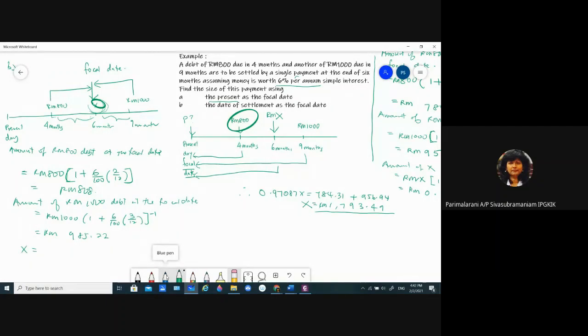So X is actually 808 plus 985 ringgit and 22 cents. This is actually 1793 ringgit and 22 cents. So that is, if you want to make one single payment instead of two, the amount that you must pay. This is called equation of values. When you have two debts and you want to convert to one, then you form an equation.